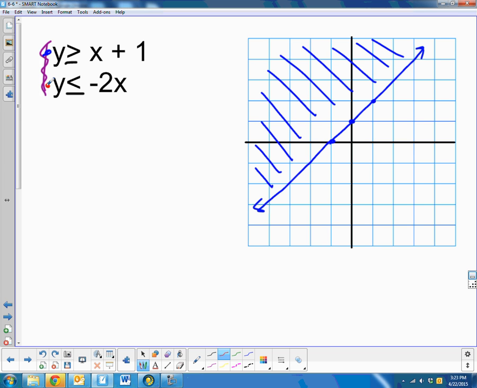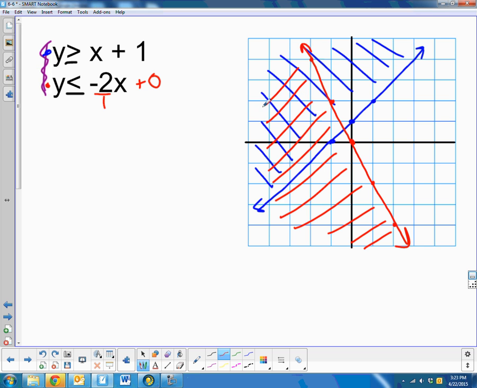y is less than or equal to negative 2x. Again, there's no y-intercept, it's plus 0, so the y-intercept would be 0. Slope, negative 2 over 1. So we go down 2 over 1, down 2 over 1, and I'm going to connect the dots there. Again, it's y is less than or equal to, so I do have a solid line. And y is less than the line, so every y value that's below the line will be an acceptable solution. So now I'm going to go this way.